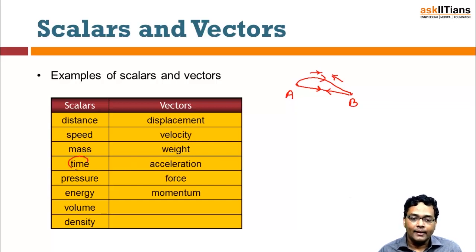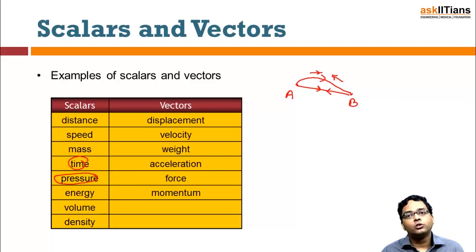Then we have time. Time has nothing to do with acceleration. Time is always going to be a scalar quantity. You do not say that you measure time from north to south. So time is not a vector quantity. Acceleration is a vector quantity because it depends upon the velocity.